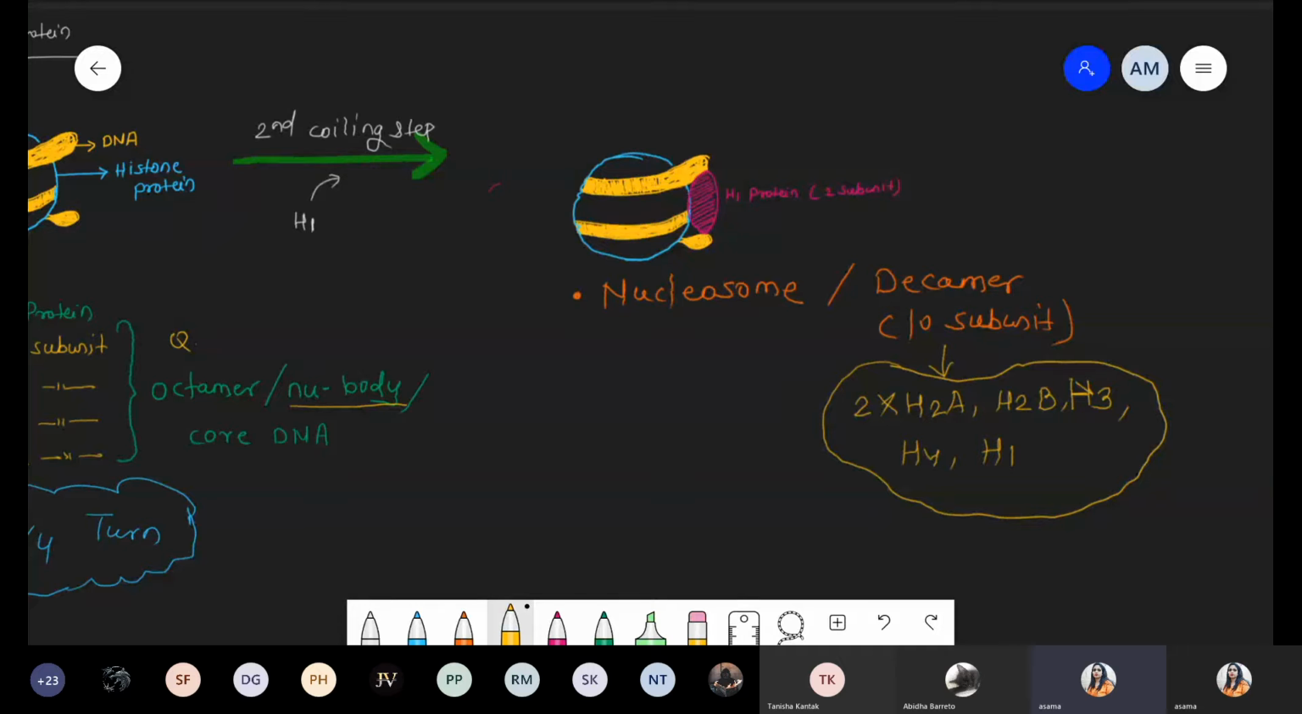There is one question from the nucleosome. Nucleosome, this is a part of the second coiling. When all that histone protein, which is present in decamer form, forms the decamer, and now around that histone protein, there is a coiling of DNA. Got it? Yes or no? Okay.